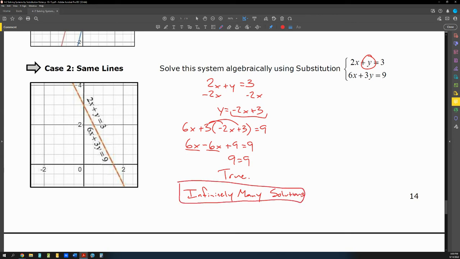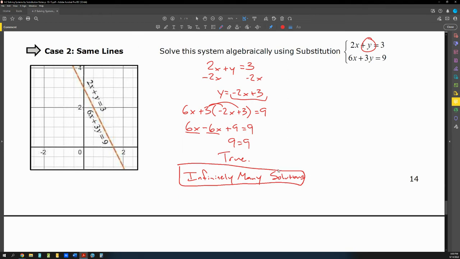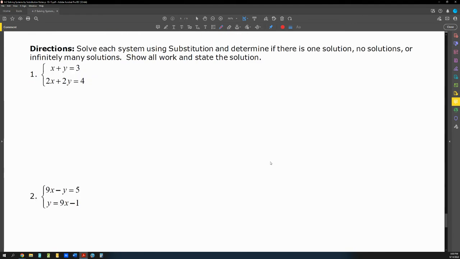All right. Last page, just some extra practice. Number 1, let's solve each of these systems using the substitution method. And we also have to determine if there's one solution, no solutions, or infinitely many solutions. If you'd like, you can go ahead and pause the video and try these on your own, or you can follow along with me now.